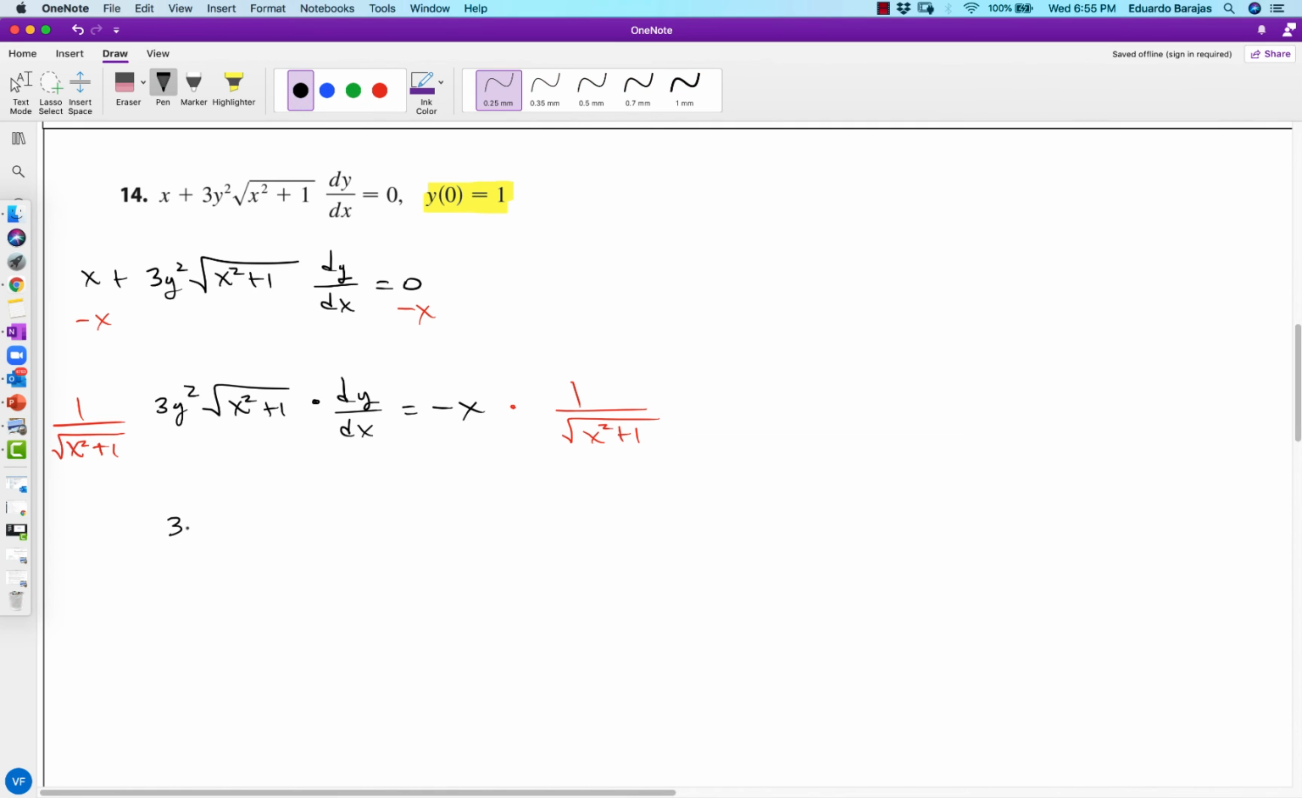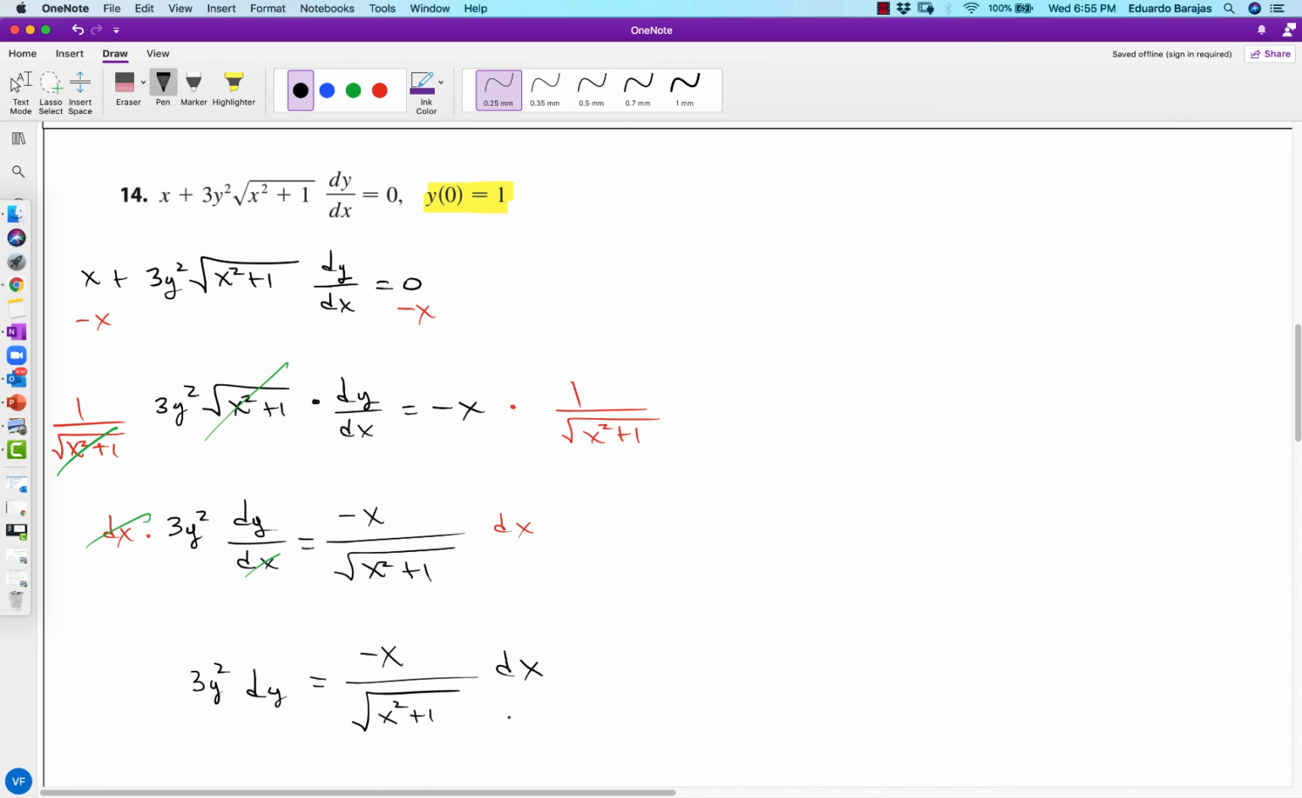Then I end up with 3y squared. These guys cancel. This cancels with that. And then I just have a dy dx. dy dx equals negative x divided by the square root of x squared plus 1. Now I multiply both sides by dx. dx on this side, dx on this side. Then on the left-hand side, these guys cancel, and I achieve exactly what I wanted. 3y squared dy is equal to negative x over the square root of x squared plus 1, dx.